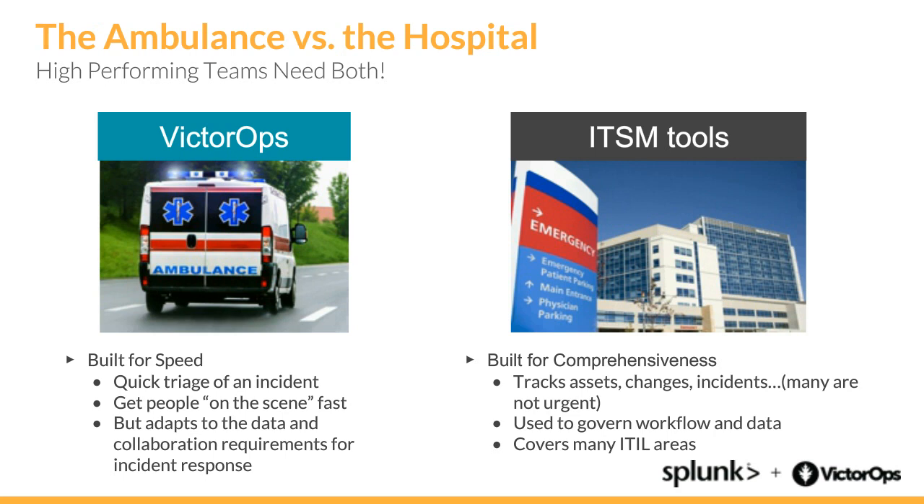An ambulance is really biased for speed. It is designed to triage, to stabilize the patient, and to basically get people to the hospital where a more complete approach can be handled with them over time. But that speed is really critical for people that require that service. Meanwhile, the hospital complements that by being able to provide all the compliance, all the reporting, all the scheduled work that you can do. And when you bring those two capabilities together, you have a complete approach to incident management.